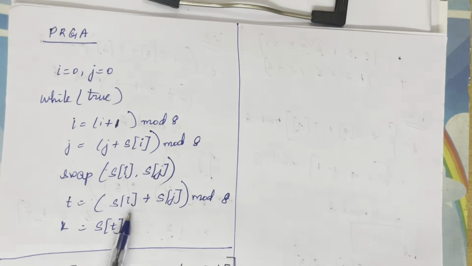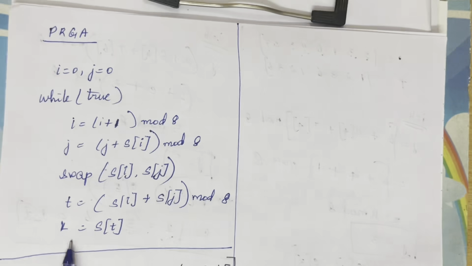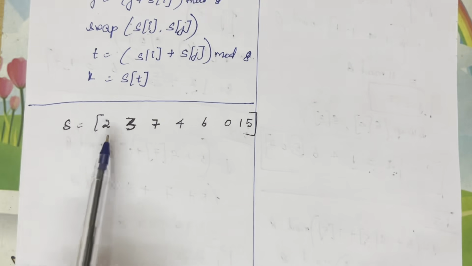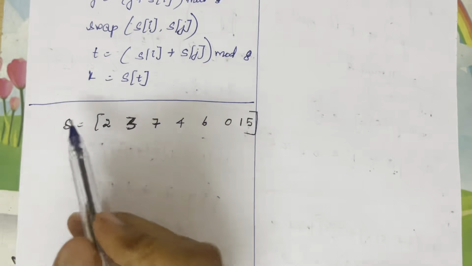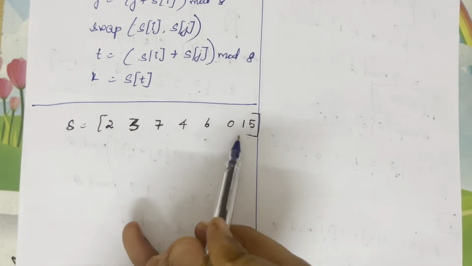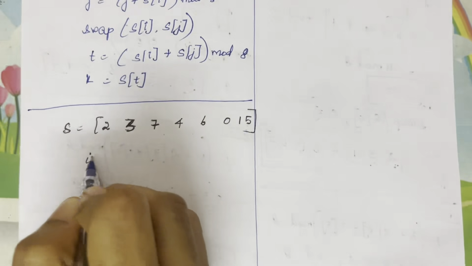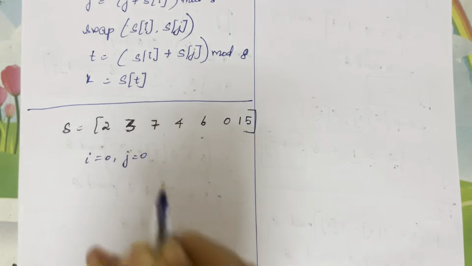T will be equal to s of I plus s of j mod 8, and k will be equal to s of t. Now we will see how we are going to do this. We have received the state vector to be 2, 3, 7, 4, 6, 0, 1, 5 after iterating 7 steps. First we have to initialize I equal to 0 and j equal to 0.